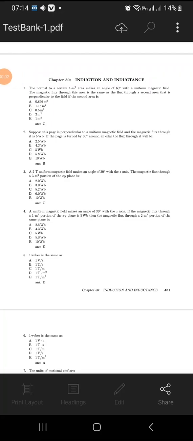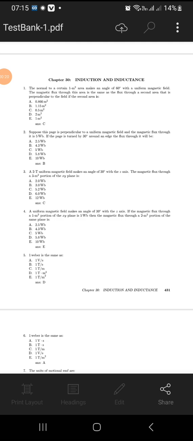A 1 meter squared area makes an angle of 60 degrees with the uniform magnetic field. The magnetic flux through this area is the same as the flux through a second area that is perpendicular to the field if the second area is 0.5 meters squared.